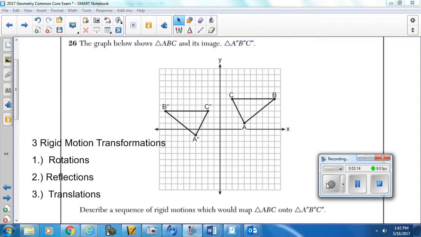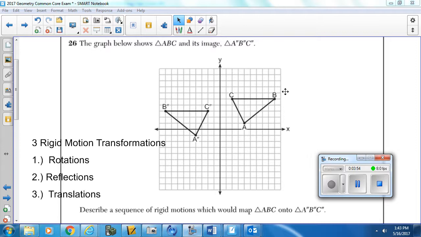All right, looking at number 26. It says the graph below shows triangle ABC and its image, so the pre-image is ABC, and its image A prime, B prime, C prime. Describe a sequence of rigid motions which would map triangle ABC onto triangle A prime, B prime, C prime. When it says sequence, that means right after each other. All right, so you have to imagine what you can do to move this triangle ABC onto A prime, B prime, C prime.